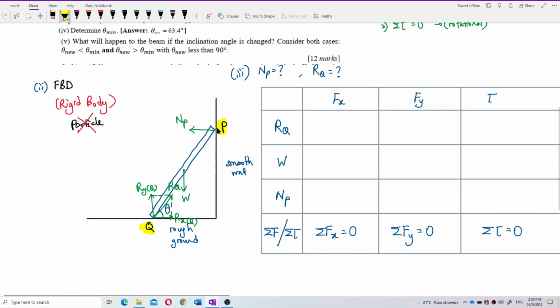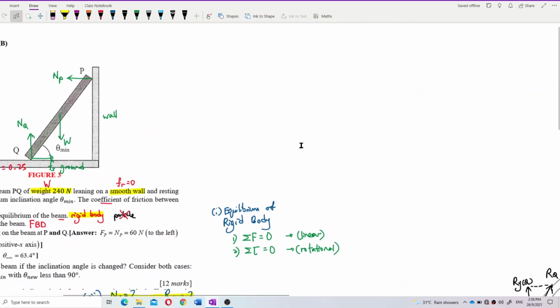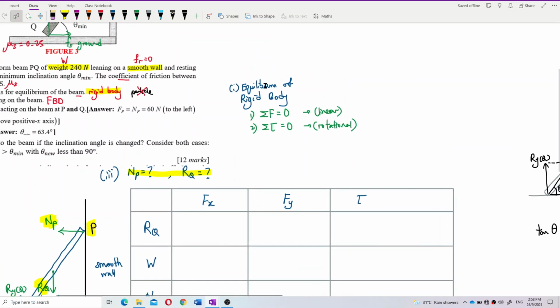So what we need to find is this normal force and this RQ. This is our target for question 3: normal force at P and reaction force on Q. To do that, we need to apply Newton's first law for equilibrium of rigid body, which has 2 conditions to fulfill. Equilibrium of rigid body means the total force must be 0 and the total torque must be 0.